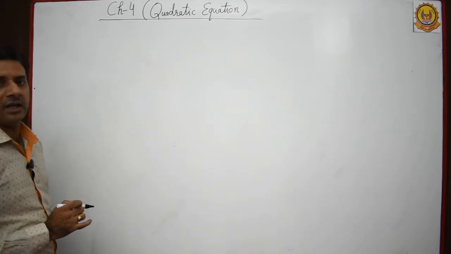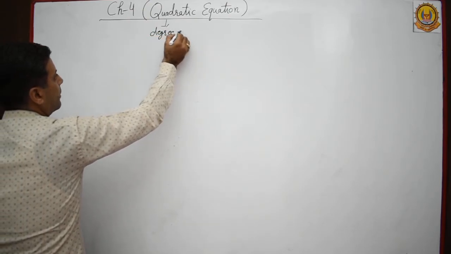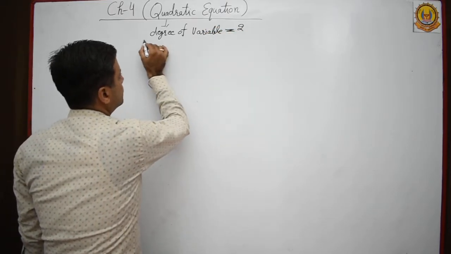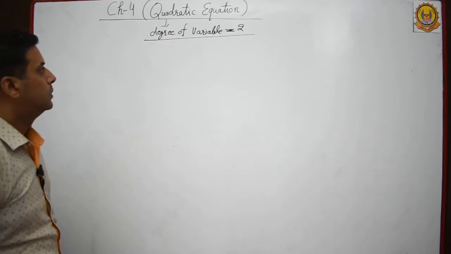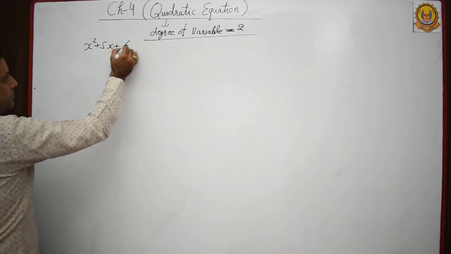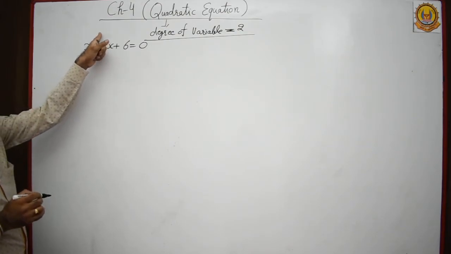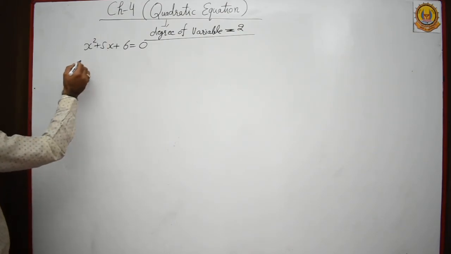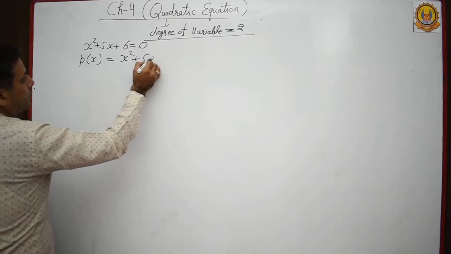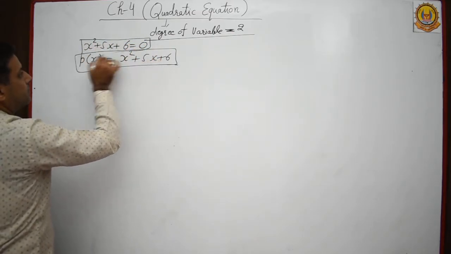So now we have quadratic equation. The quadratic equation means the equation in which the degree of variable is equal to 2. Suppose x square plus 5x plus 6 equal to 0. So this is an equation. Look at here, the degree of variable is equal to 2. Highest power is 2. If I write this expression like this, so now this is called a polynomial, quadratic polynomial, and this is a quadratic equation.